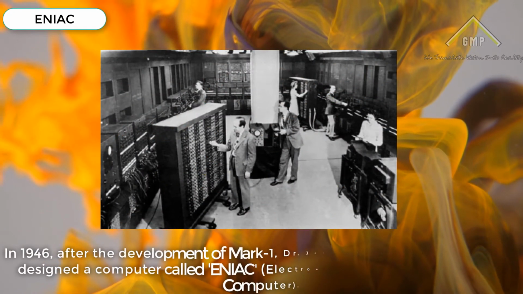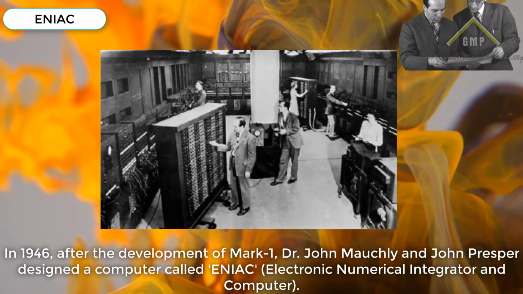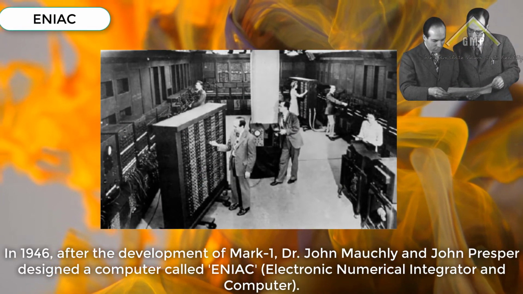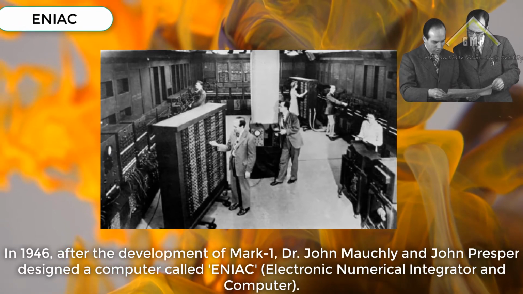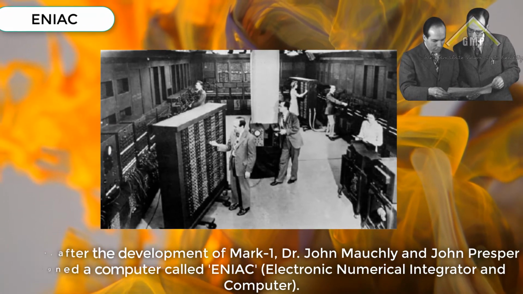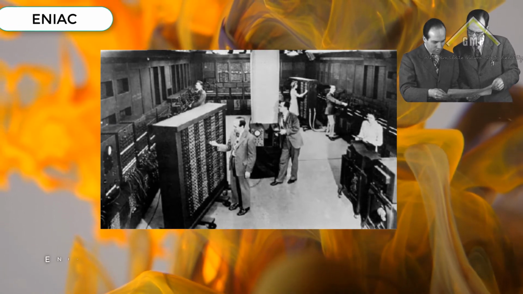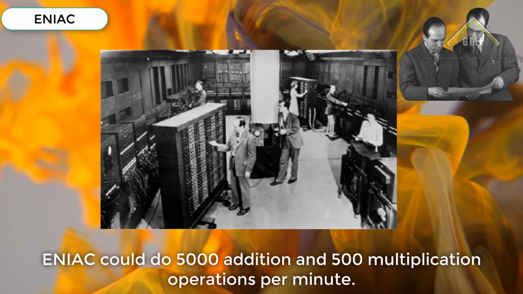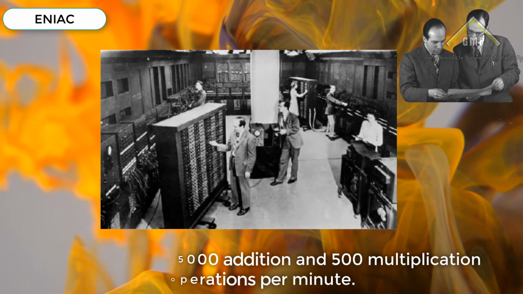ENIAC. In 1946, after the development of Mark I, Dr. John Mauchly and John Presper designed a computer called ENIAC, Electronic Numerical Integrator and Computer. ENIAC could do 5,000 addition and 500 multiplication operations per minute.